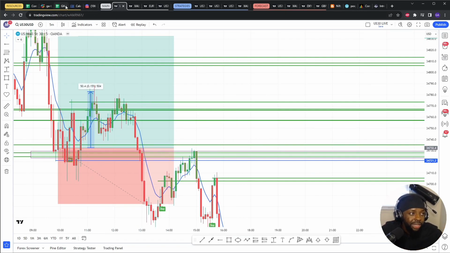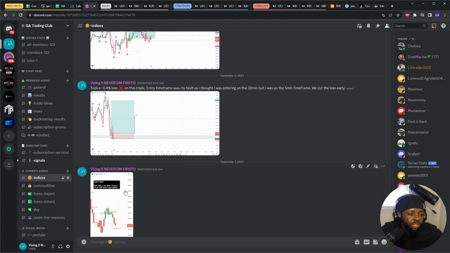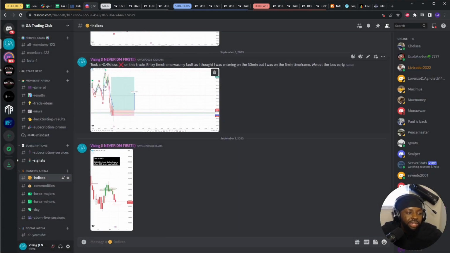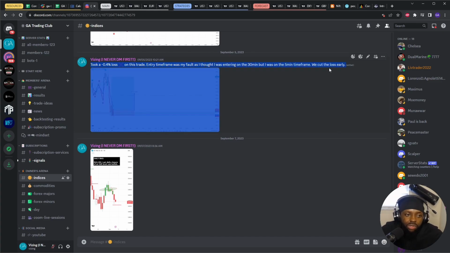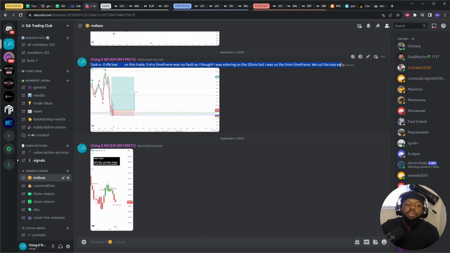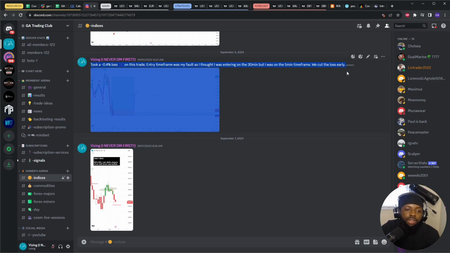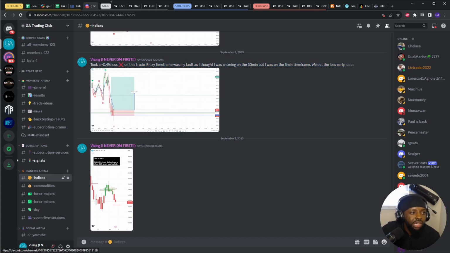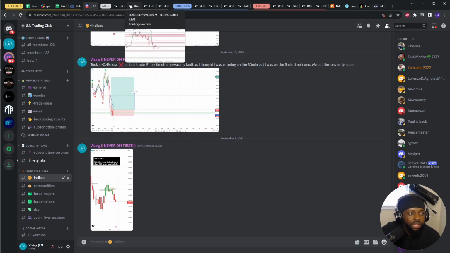But this is the trade that day that we took, and unfortunately went out at minus 0.4%. And you guys can see here that I acknowledge that the entry time frame was my fault. Actually, I think it was supposed to be on the 30-minute, but I was on the 5-minute time frame. So stuff happens, and you just have to keep moving on.